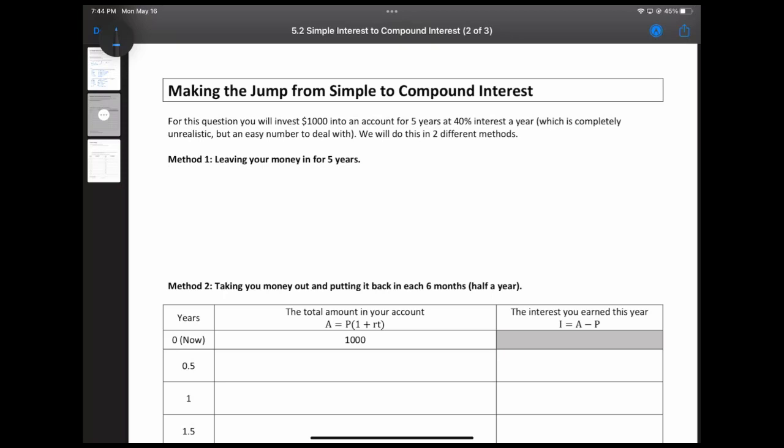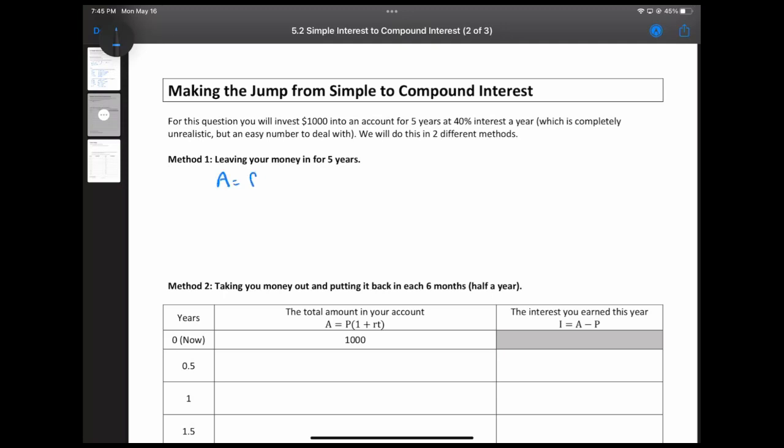I made this 40% partially so that you can see the effect of compounding versus simple interest, and partially because it gives us nice numbers to work with. Mostly because it gives us nice numbers to work with. So here's 2 ways we can make our investment. I can take my money and I can invest it for 5 years and not touch it. So that's just normal simple interest. And let's see what happens.